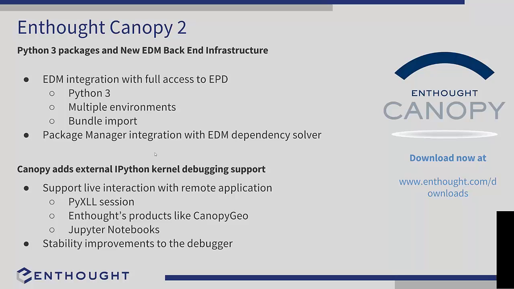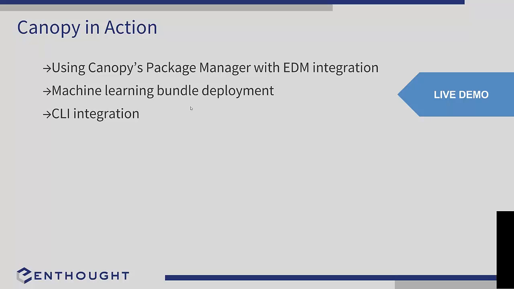So in action, and I'll try to go pretty quickly on that. I'll just show you how you can take one of those bundles and make them available in Canopy. Just show you the package manager integration. So once we have the bundle integrated, we'll use the package manager to downgrade pandas, for example.